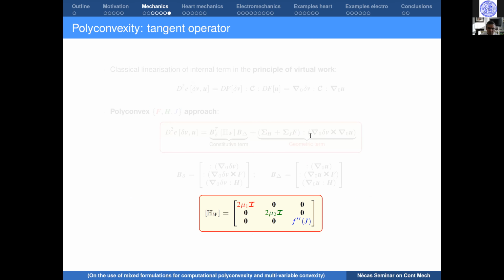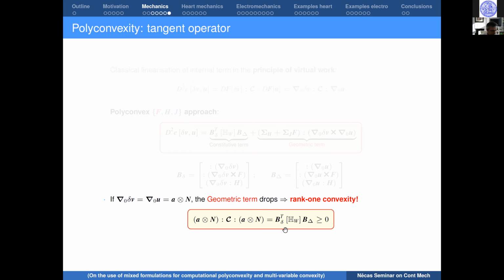Indeed, for the Mooney-Rivlin model presented before, this is the expression of the Hessian operator, which you can see is going to be positive definite. And indeed, by substituting rank 1 convex, the geometric term drops, and then you get rank 1 convexity for free. So this is equal to this, and because this term we know is positive or equal to 0, then we have this guarantee. So that's the beauty of polyconvexity.